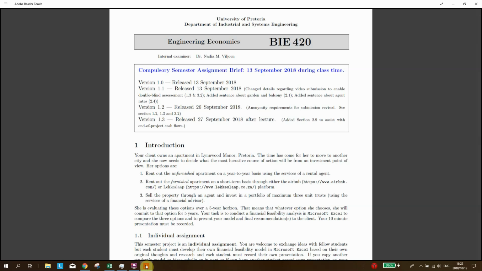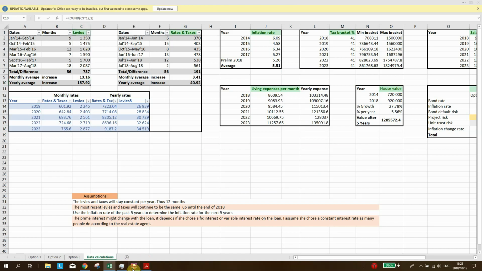Good day and welcome. I understand you have read through the BIE 420 project description, so I can dive directly into the deep side. For all three options, the share data are calculated on the data calculation sheet.